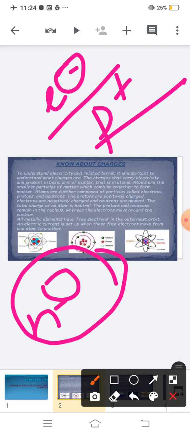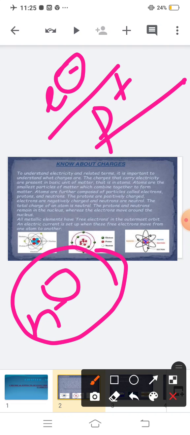What do you mean by charges? Charges carry electricity in the matter. Now the question arises, what do you mean by matter? Matter is anything which you can touch and which occupies some space. Matter is made up of atoms, and atom further has 3 parts. Number 1 electron, number 2 proton, and number 3 neutron.